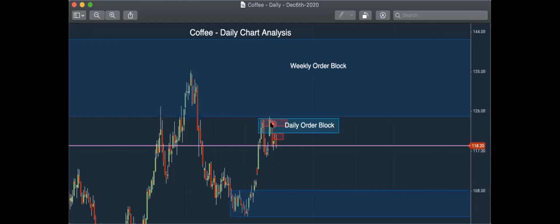So what does that mean? It means this daily order block is going to be valid, it is not invalidated. Because if it was closing above, then it would get invalidated. Then again, it is pushing down. So this is the daily order block.